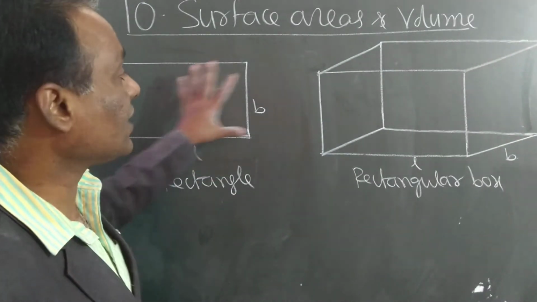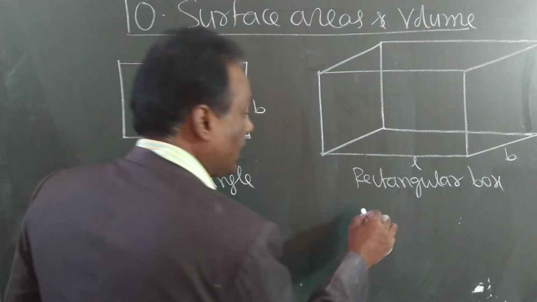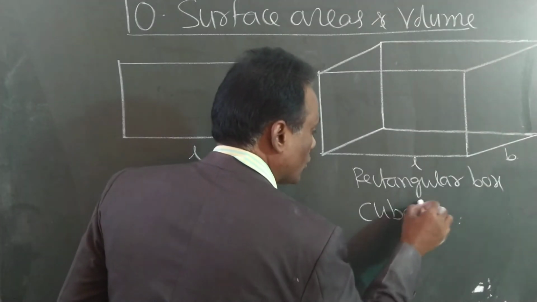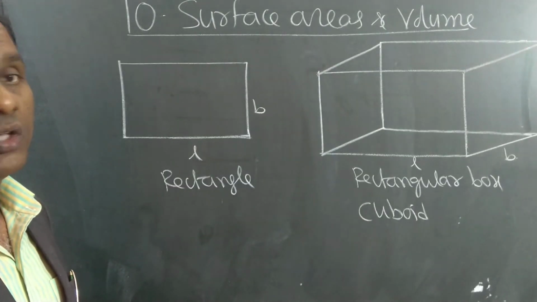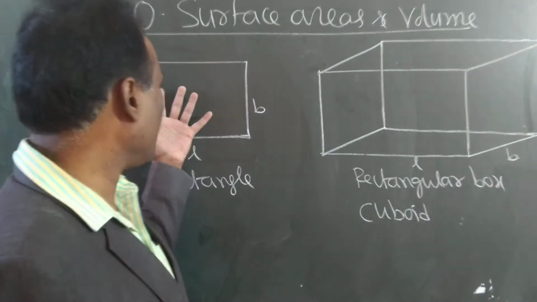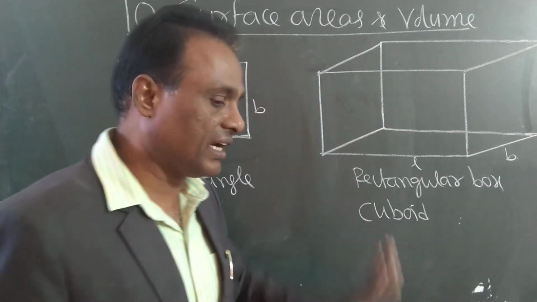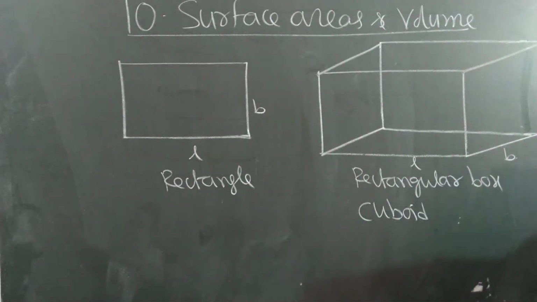When it is a rectangular box, the name of this rectangular box is cuboid. This is called a cuboid. So this is the difference between a normal 2D figure and a 3D figure. See here.